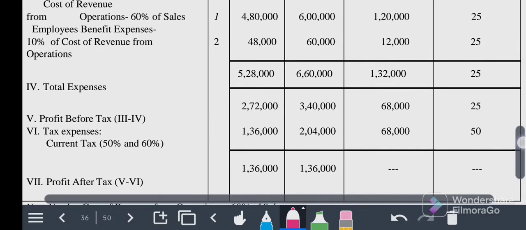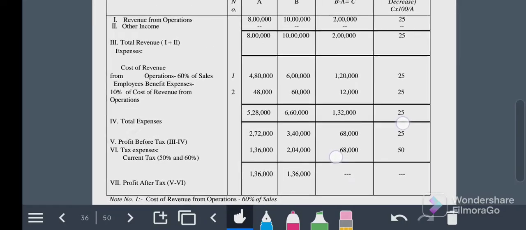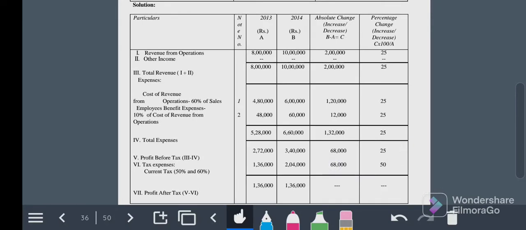Here you see the solution for the question we have just seen. Looking at this solution, the columns were the same: you have A, B, C, D, and how you calculated is very evident. 2013 is the previous year, then the current year, then the absolute change, that is increase or decrease, by current year minus previous year. Then the percentage change, increase or decrease, by the formula C into 100 by A. Then you have the format like this.